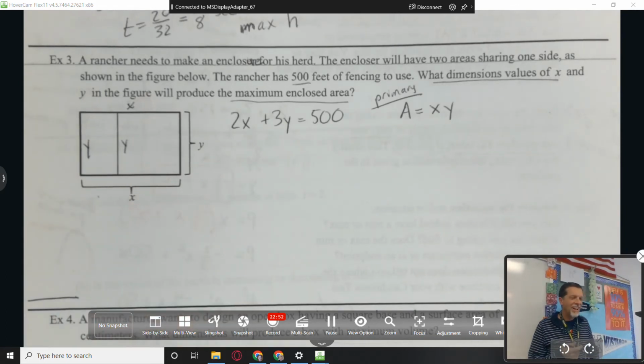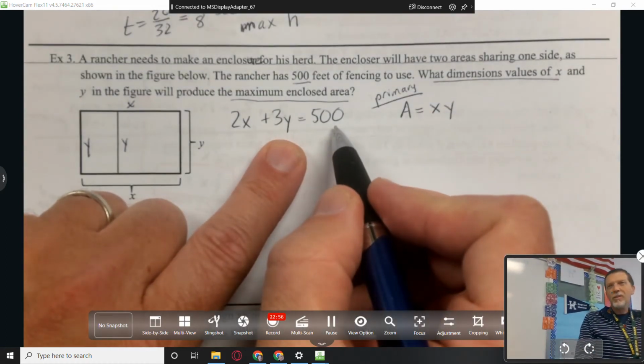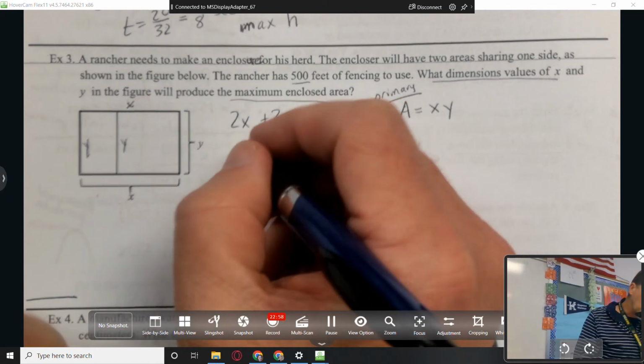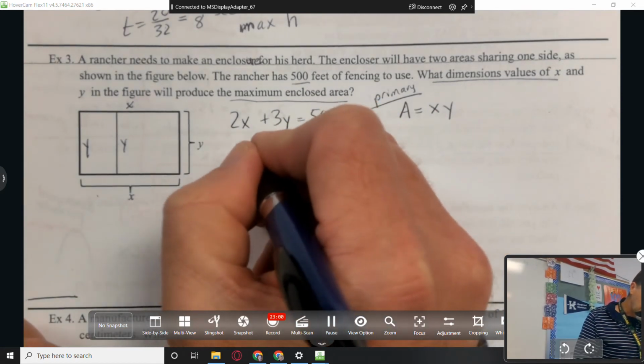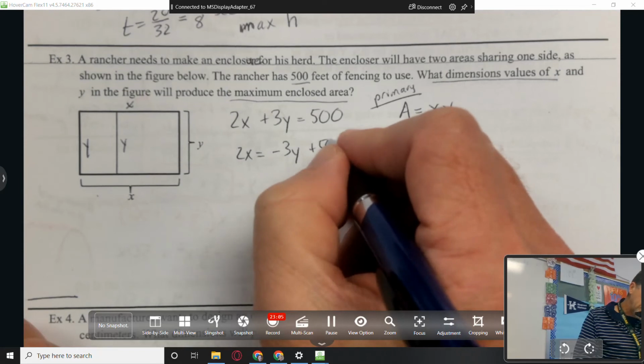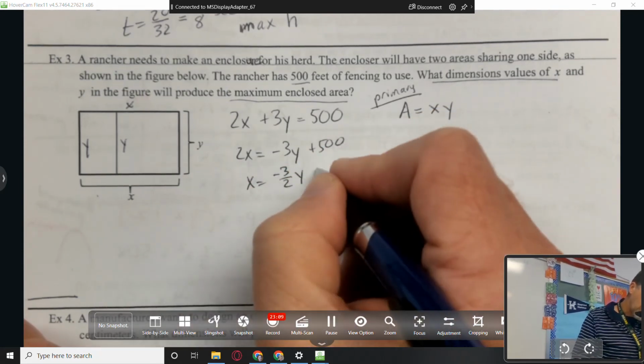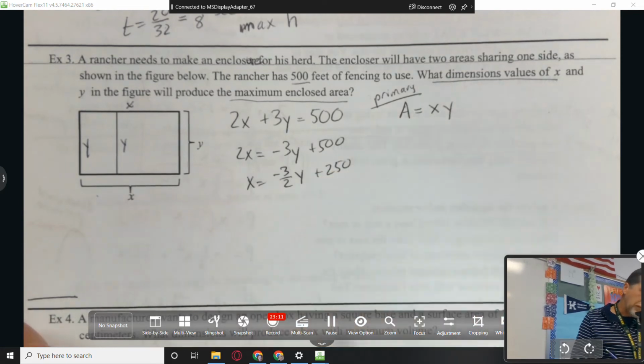There's a 2 on the bottom. I think I agree with you. Yeah, there'd be a 2. So rather than dealing with 500 over 3, we'd have 500 over 2. So yeah, let's solve for X. So X equals negative 3 halves Y plus 250.